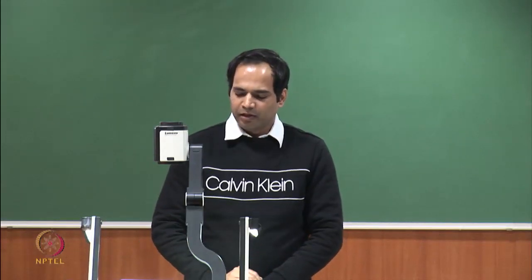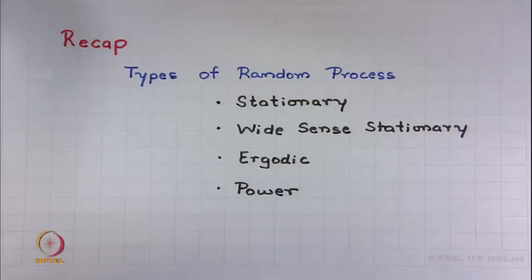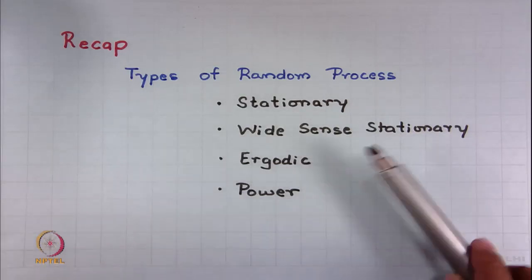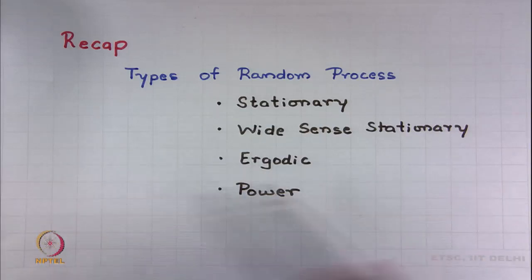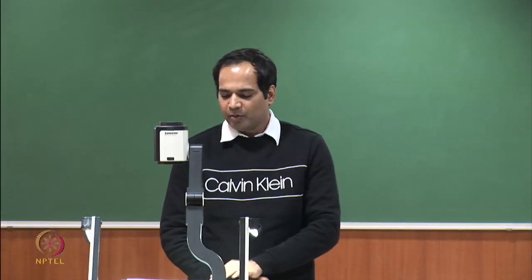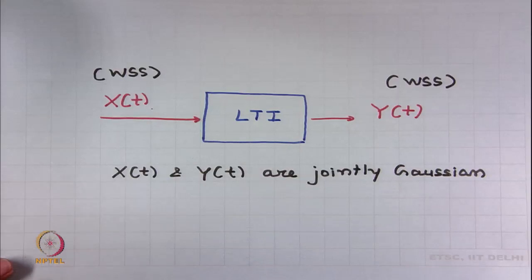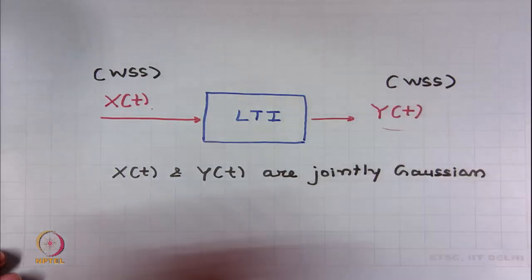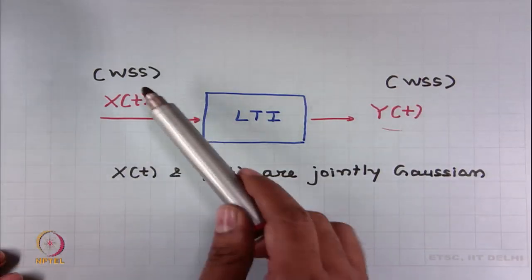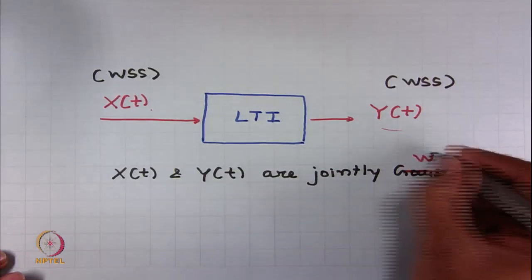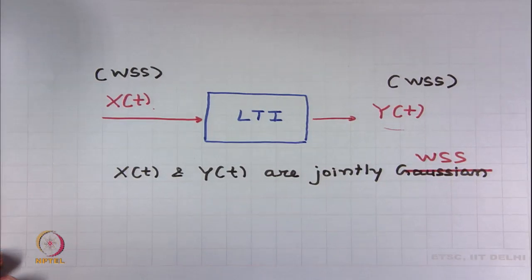In the last lecture we covered different kinds of random processes. We looked into stationary random processes, which are also known as strictly stationary random processes. We looked into wide sense stationary processes, ergodic processes, power processes, and we looked into what happens when a wide sense stationary process, let us say x(t), passes through a linear time invariant system. We have seen that the output process also remains wide sense stationary, and that these two processes are also jointly wide sense stationary processes. So, this is what we discussed in the last lecture.